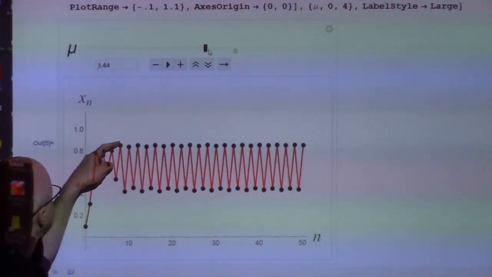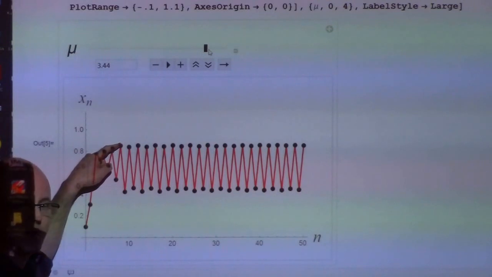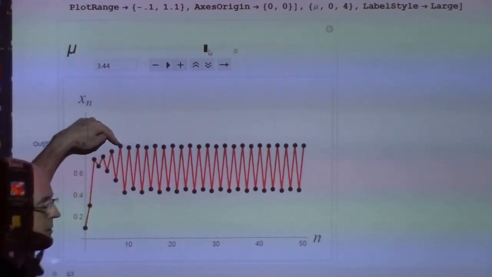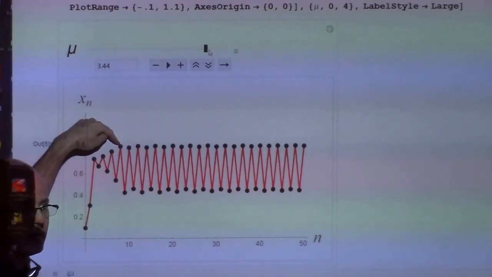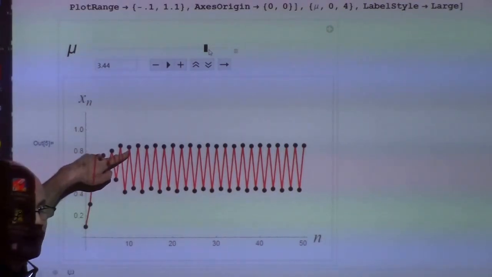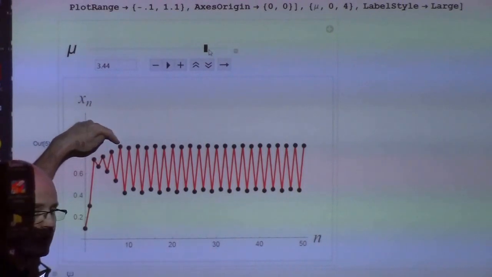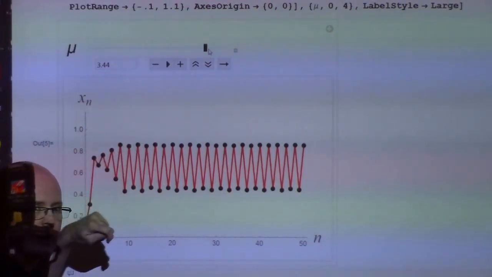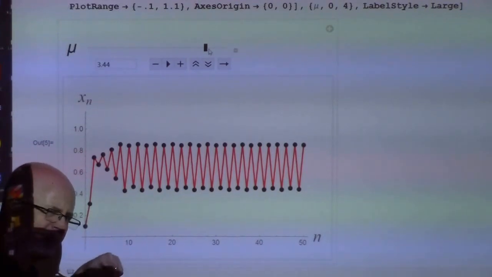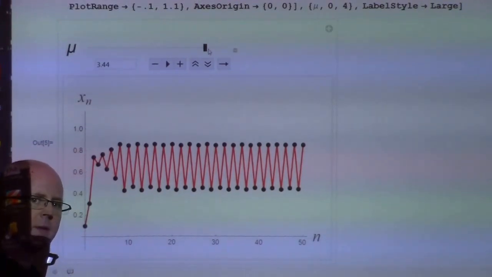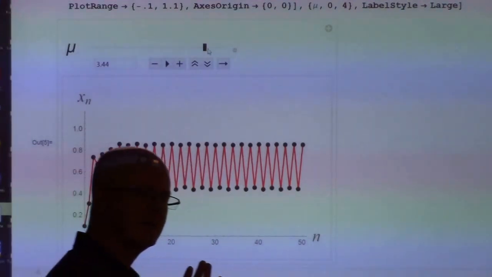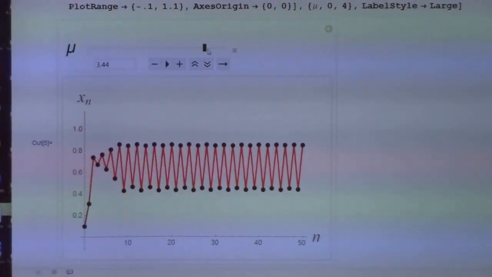Start up here, it seems like we're bouncing back and forth, perhaps with period 4. 1, 2, 3, 4 brings you close to where you were before. I mean, after two iterations you're kind of close, but not quite as close as this one. 1, 2, 3, 4, 1, 2, 3, 4. Seems like we're approaching some sort of 4-cycle, 4 limit points of the sequence. 4 points that are subsequential limits, limits of subsequences.